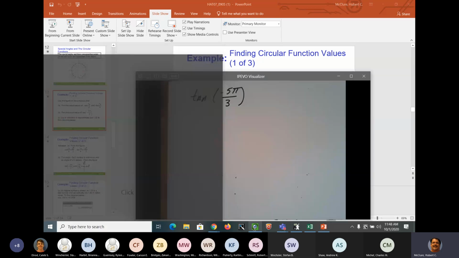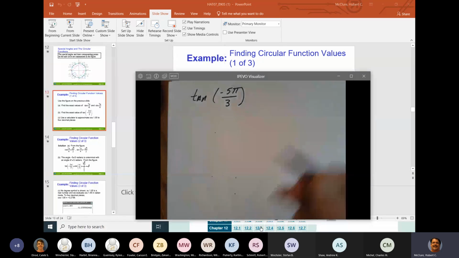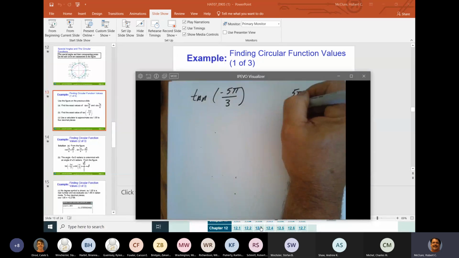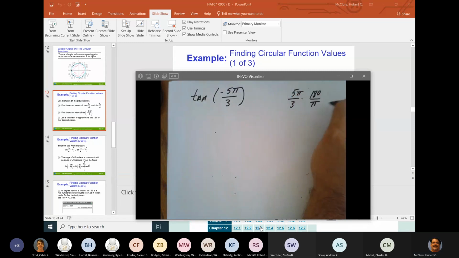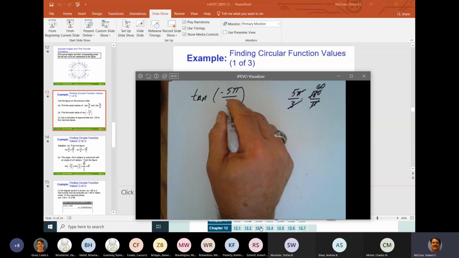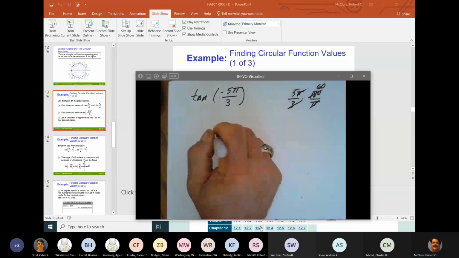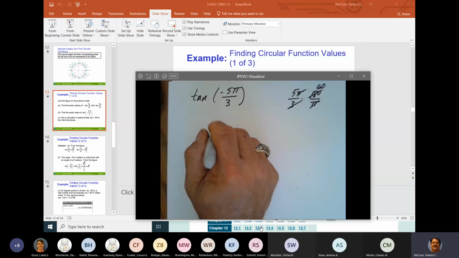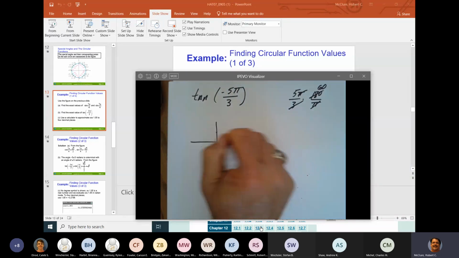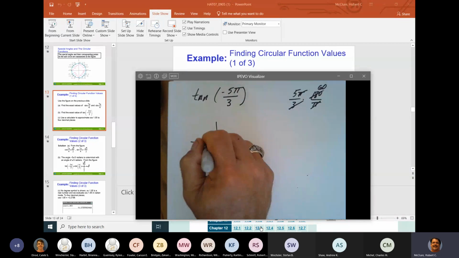So -5 pi over 3, I'm going to find out where 5 pi over 3 is. 5 pi over 3 times 180 over pi, 3 will go into 180 sixty times. That'll be 300 degrees. Somebody check me, I think that's right. But it's negative, so that means I'm going to go this way, and I'm going to go here. And that means I've got a 60-degree angle.